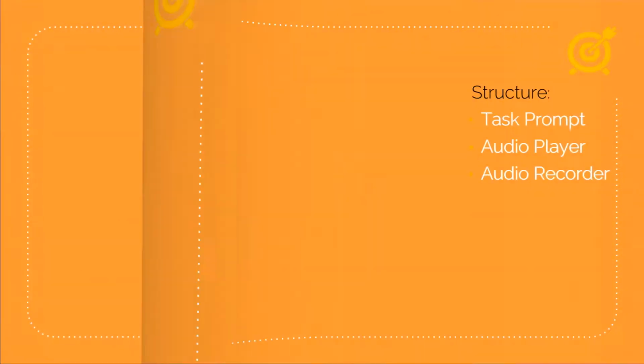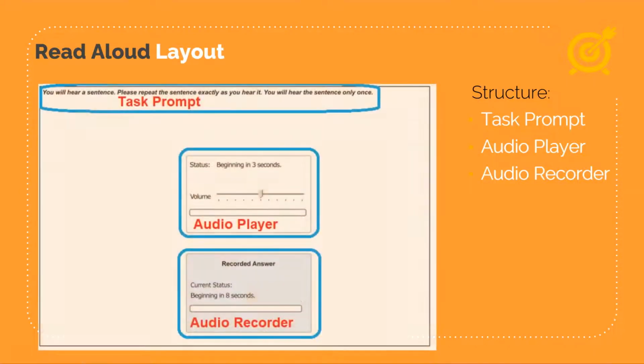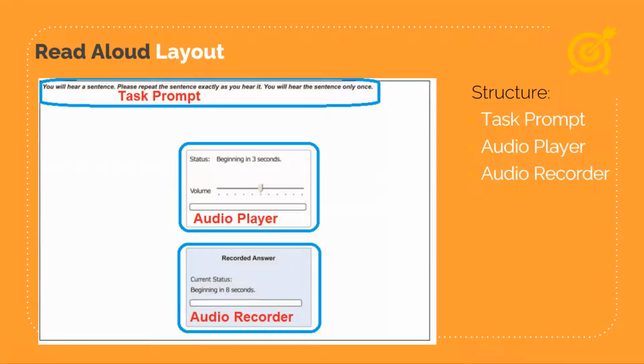Layout. So this is how you see the repeat sentence questions in the test. On the top, you see the task prompt, which tells you that you have to repeat the sentence exactly as you hear. Below that, you see the audio player, which begins to play after 3 seconds, and below that you see the audio recorder, which initially shows a countdown timer, and when the recording begins, the timer starts from 0 and it also shows you a progress bar. So once you are done recording, you click Next to move to the next question.